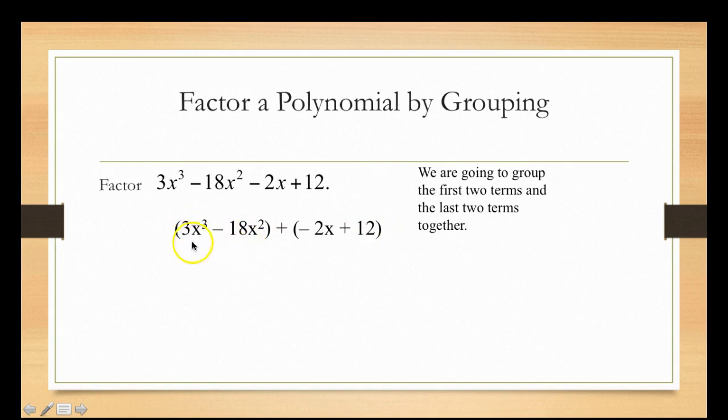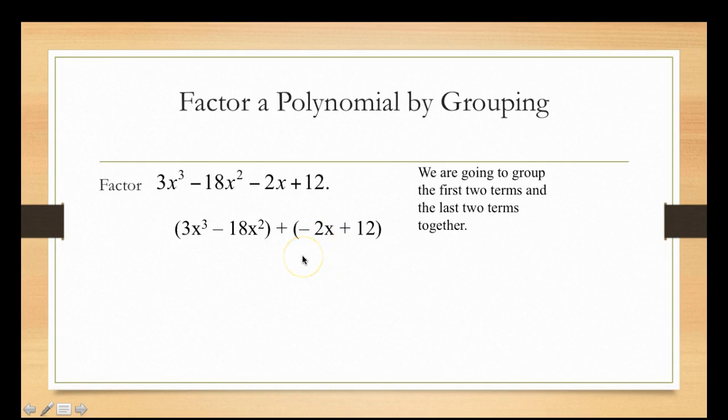Let's look at the first parenthesis. In this set of parentheses, what can we factor out of each term? It seems to be a 3x squared. And in the second set of parentheses, we can factor out a -2. Now you never want to leave this leading coefficient as negative, so that's why we want to factor out a -2 as opposed to factoring out a +2.